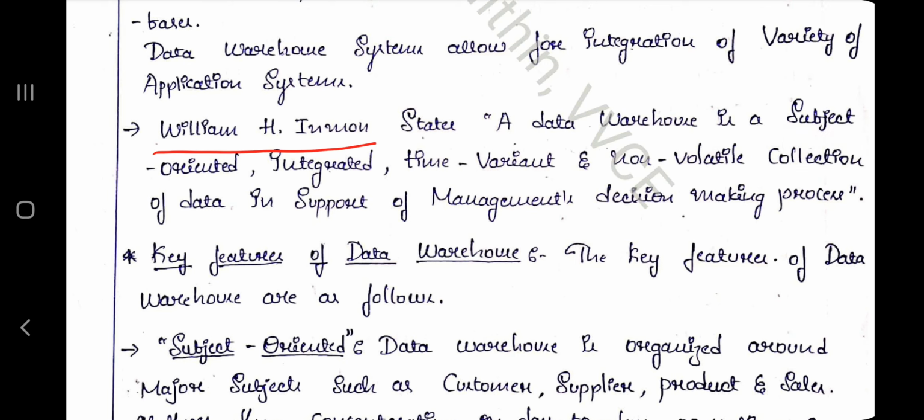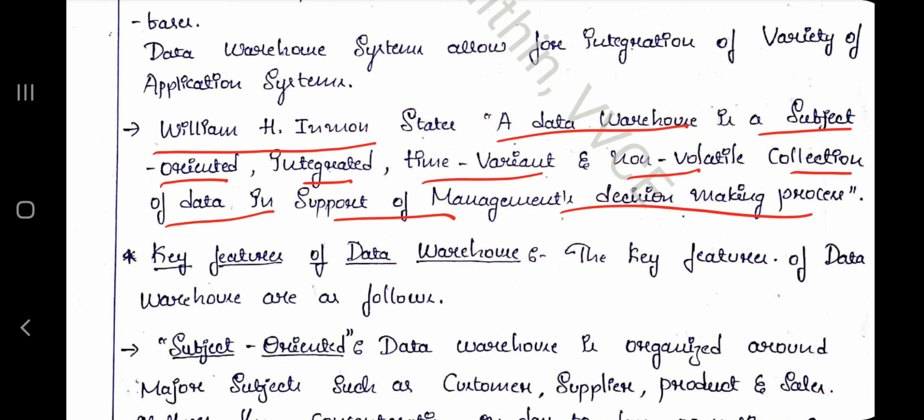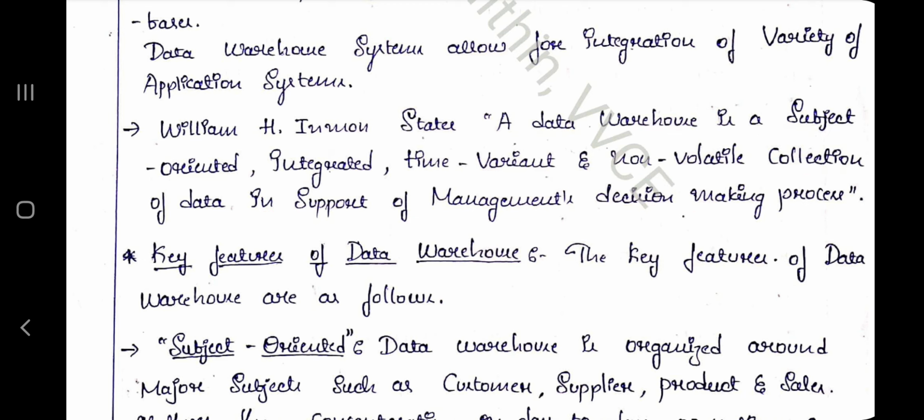William H. Inmon states that a data warehouse is a subject-oriented, integrated, time-variant and non-volatile collection of data in support of the management decision-making process. If you memorize this definition, you will get the 4 features as well, because the 4 features are mentioned here only. The first one is subject-oriented, then integrated, time-variant, non-volatile.